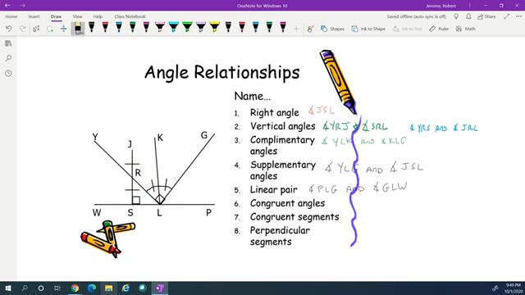Congruent angles, remember, so congruent, when we have the arc on the angles, that usually means congruent, and sometimes we put the little hash marks on it. So we're talking about angle YLK and KLG. Angle YLK and angle KLG.